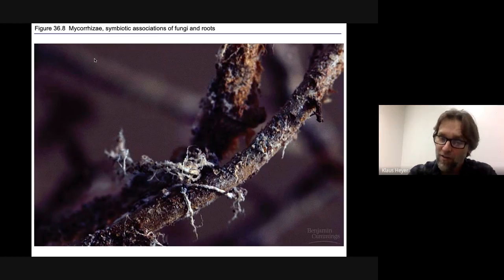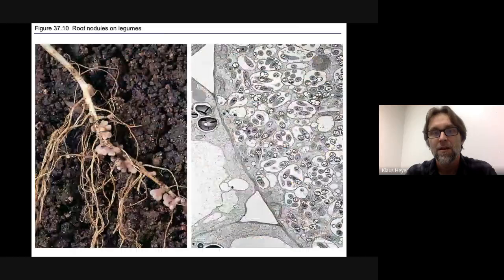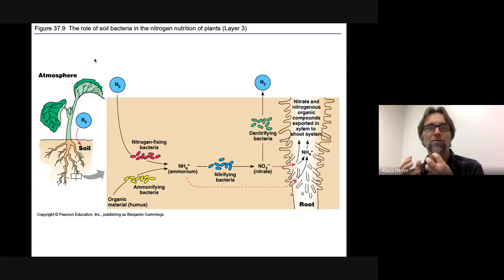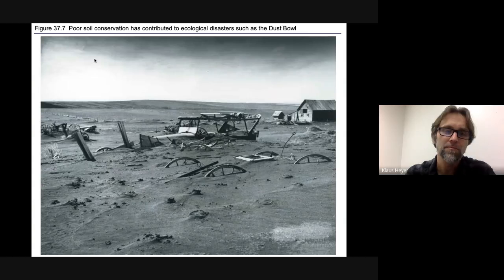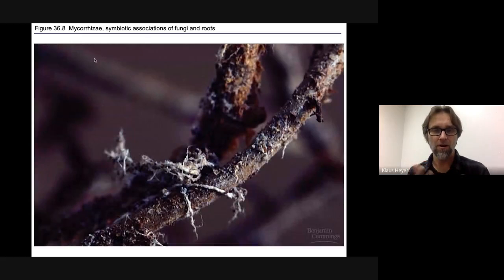So you have this fungus, and then you have the nitrogen-fixing bacteria. In both cases, they're getting sugar from the plant. The nitrogen-fixing bacteria give nitrogen to the plant. The fungus gives water to the plant. So that's the second question. Tell me about two symbiotic relationships.